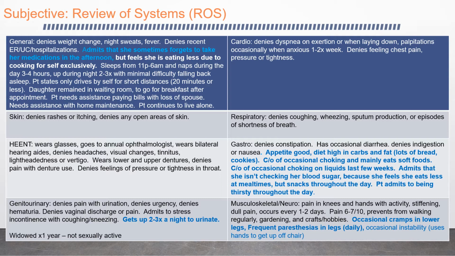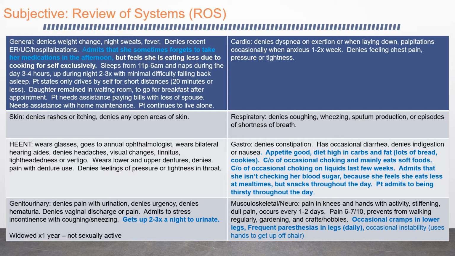When reviewing the gastrointestinal system, it's usually a good idea to get a meal recall to see what type of foods your patient is eating, which she admits to having a diet high in carbs and fat with lots of cookies, desserts, and bread products. She does say that she's usually eating soft foods now as she knows that she's been choking.